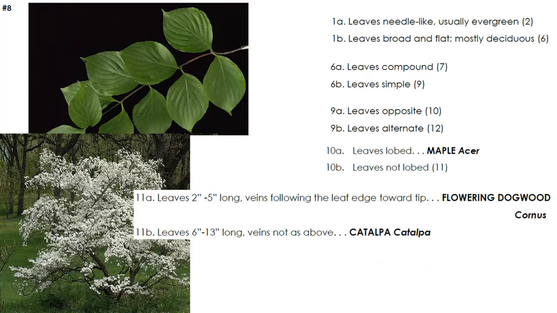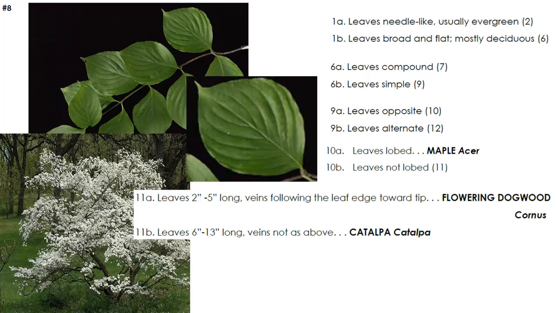Leaves 2 to 5 inches long, veins following the leaf edge towards the tip, or leaves 6 to 13 inches long, veins not as above. I gave you a more detailed look at that leaf, so these actually follow the leaf edge towards the tip, so this is a flowering dogwood. And if any of you have ever seen a catalpa, I have a catalpa in my front yard. The leaves on a catalpa are huge. So this is not a catalpa, it is very much a flowering dogwood.